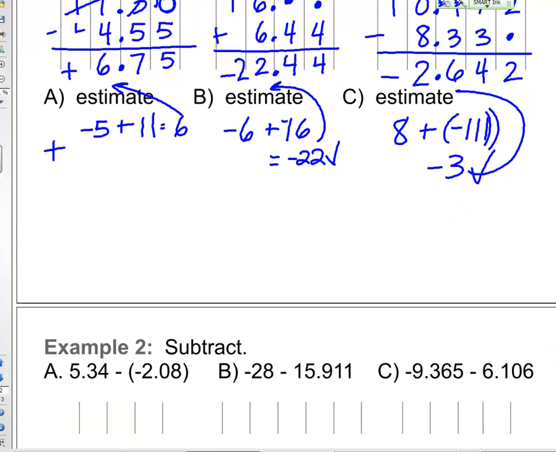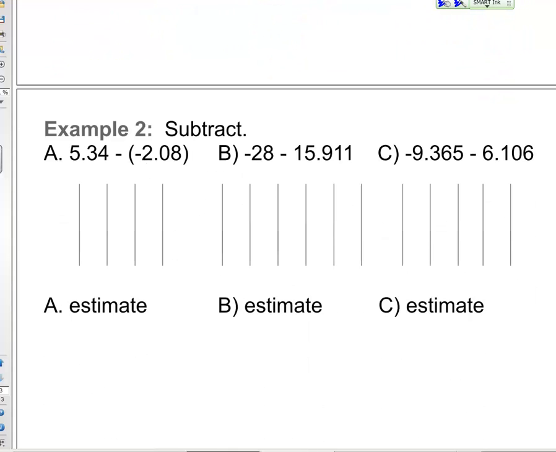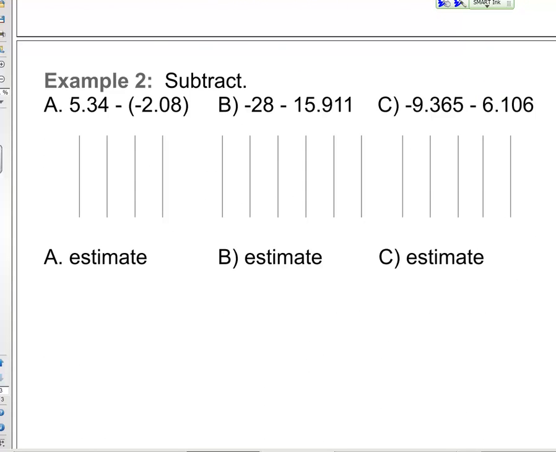Okay, let's move on to some subtraction problems, and then we'll wrap this up. So, Panthers again, we don't really care for subtraction problems. Let's make this easy on ourselves. Remember, instead of subtracting, we add the opposite. The opposite of negative 2 and 8 hundredths is positive 2 and 8 hundredths. So let's take a look at this new problem.